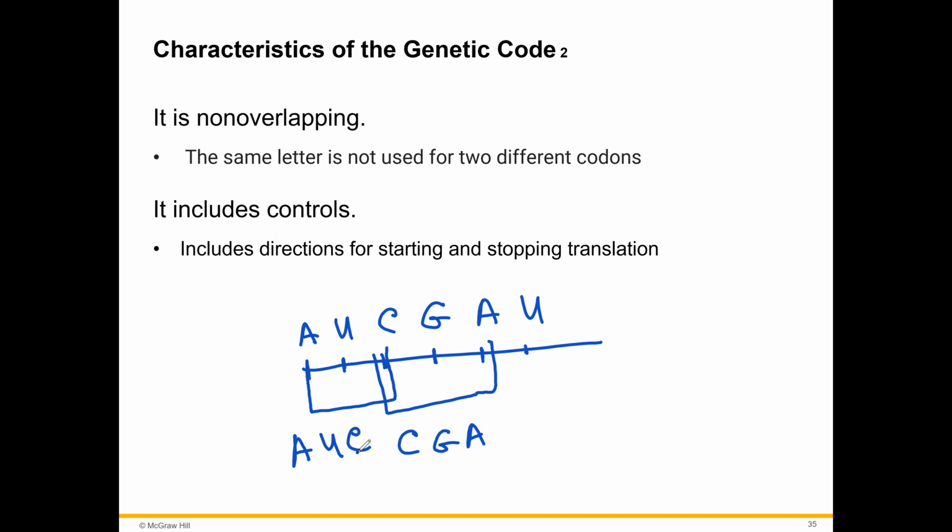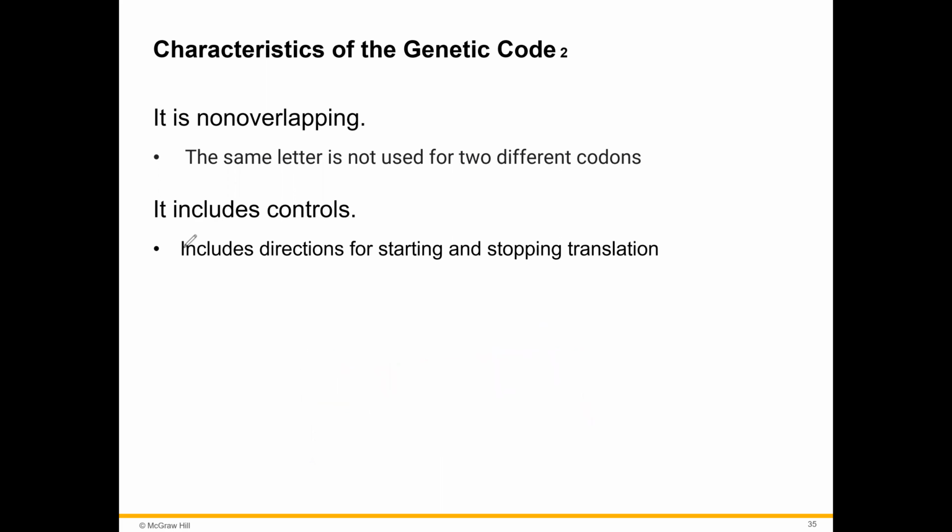So the same letter cannot be used in two different codons. So the next codon is going to be G, A, and U. That's what it means to be non-overlapping. And it includes controls, directions for starting and stopping translation.